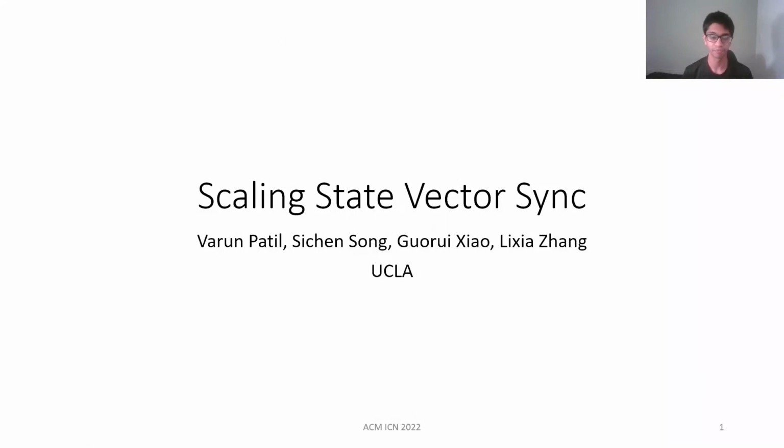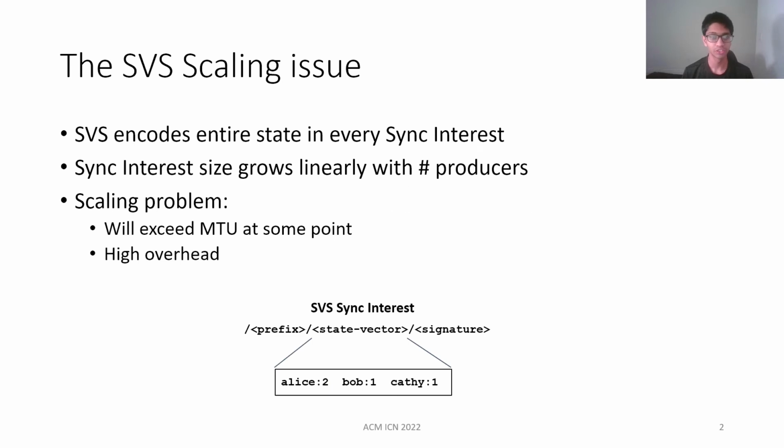I'm going to be presenting our work at UCL on scaling state vector sync. So the SVS scaling issue comes from the fact that SVS encodes the entire state in every sync interest. While this is good for performance, it also means that the sync interest size grows linearly with the number of producers in the sync group. This creates a problem for SVS in terms of scaling, since the sync interest will exceed the MTU size at some point as the number of producers grows. It also means that SVS might have higher overhead in general in terms of the sync interest size because it is carrying information that might be redundant and not necessary at all times inside the sync group.